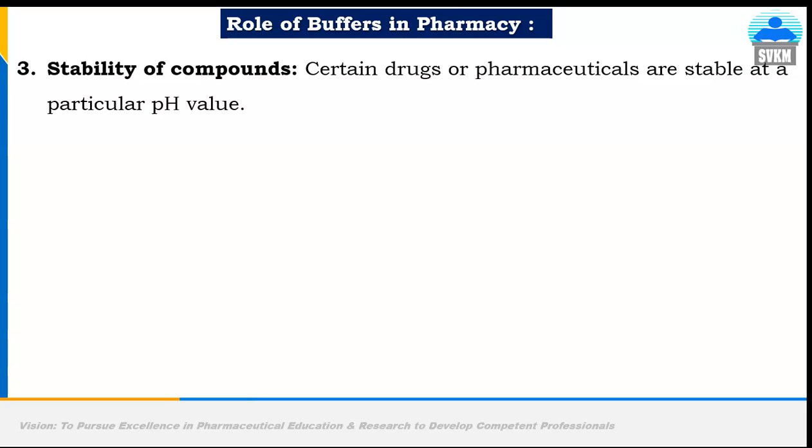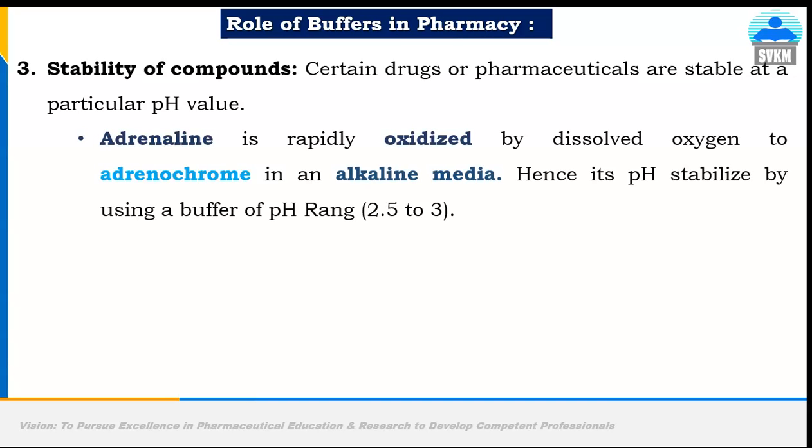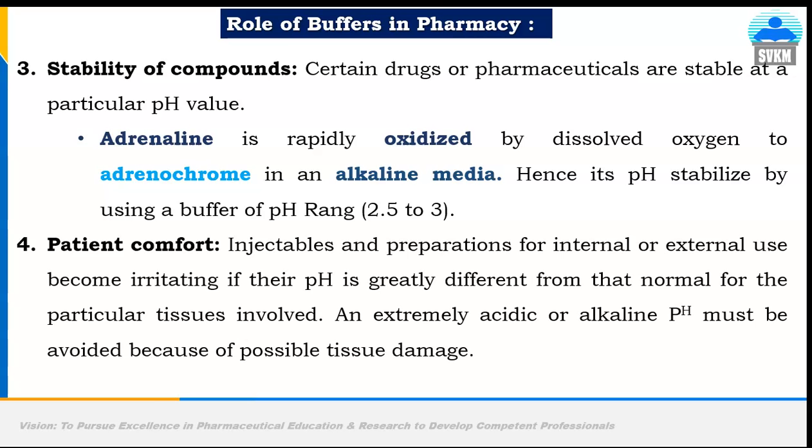Then stability of compounds. Certain drugs or pharmaceuticals are stable at a particular pH value. For example, adrenaline is rapidly oxidized by dissolved oxygen to adrenochrome in an alkaline medium. Hence, its pH is stabilized by using a buffer of pH range 2.5 to 3.